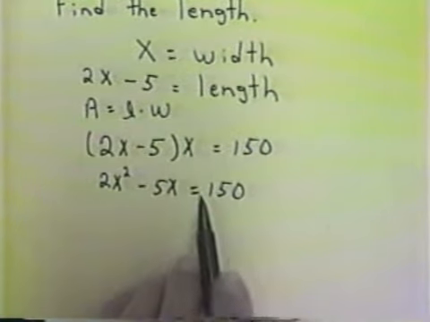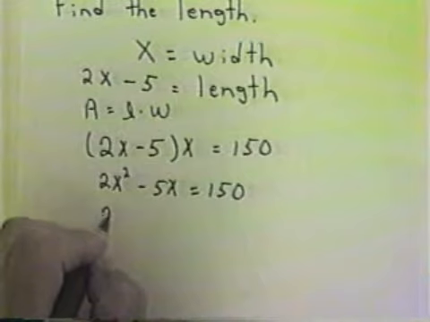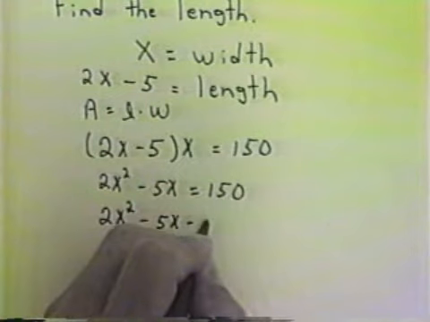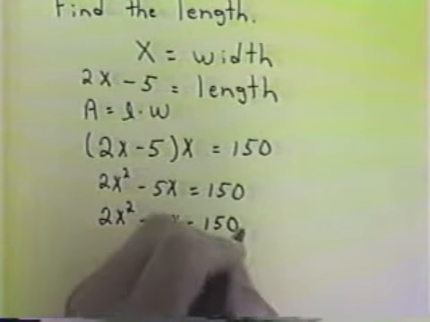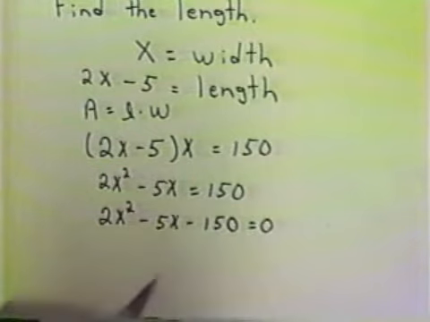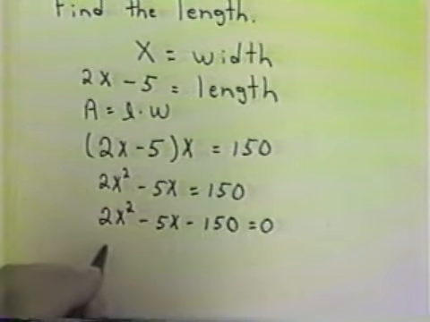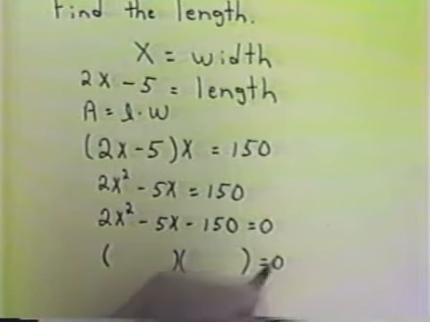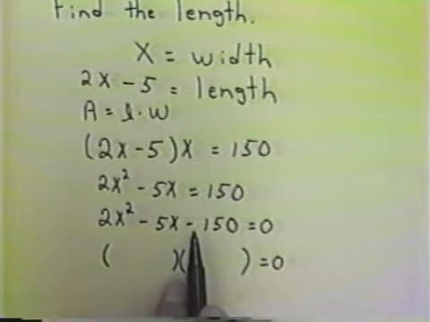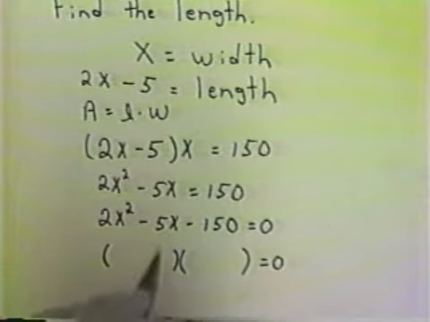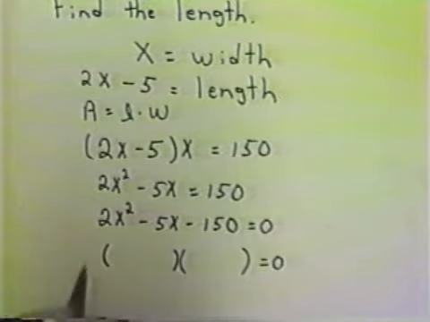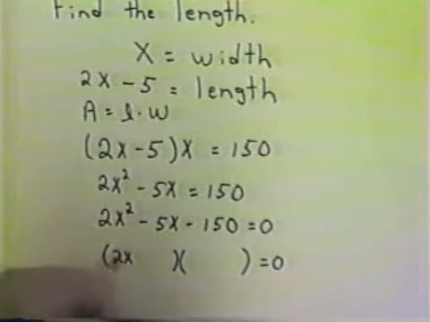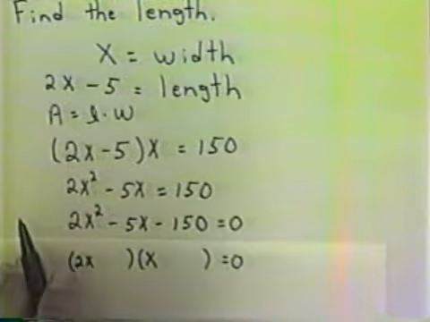Now I'm going to put it in standard form by subtracting 150 from both sides to get 2x squared minus 5x minus 150 is equal to 0. Now I need to factor. This tells me my signs are going to be different, so one's going to be plus and one's going to be minus. I also know that the only way of getting 2x squared is 2x times x.